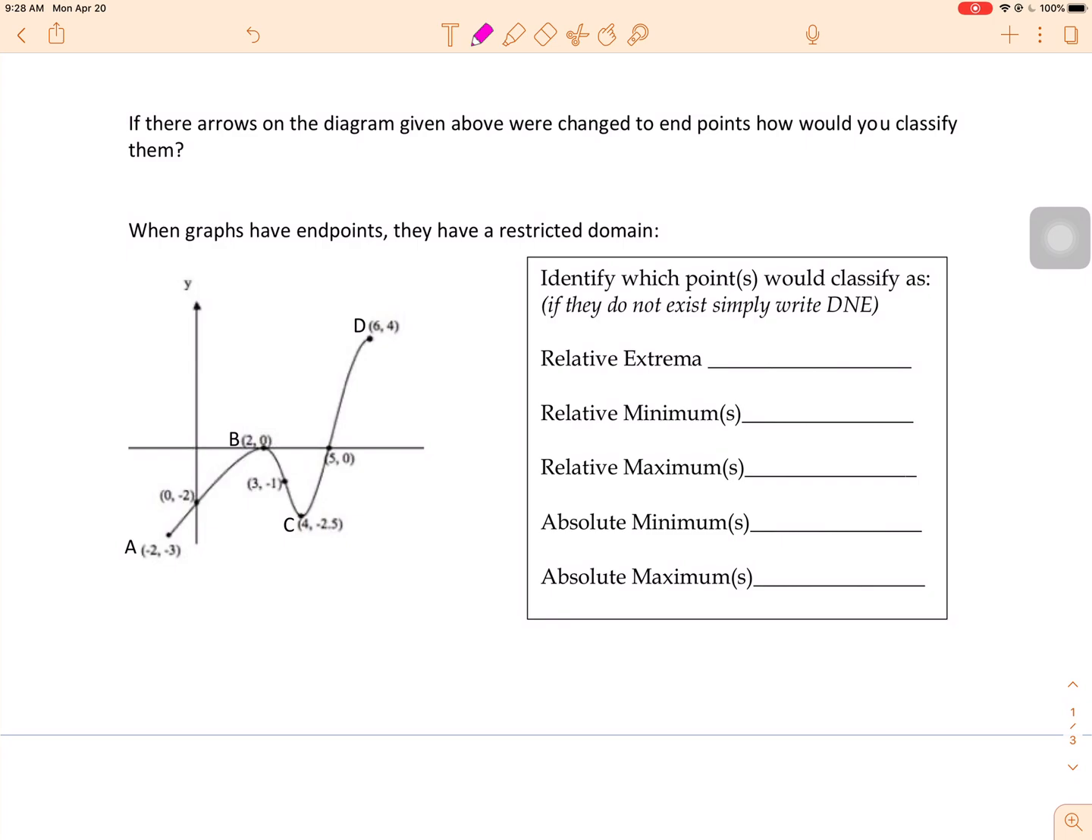So first off, what are all the relative extrema? Where does it change from positive to negative or negative to positive?